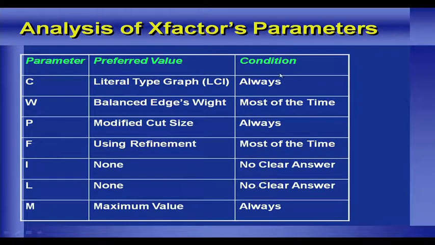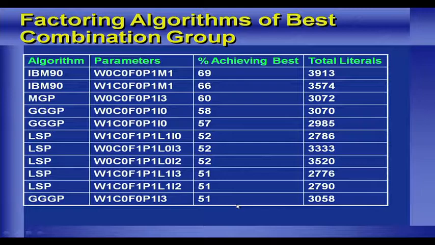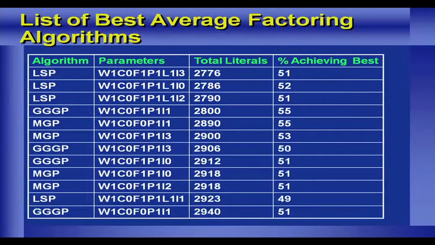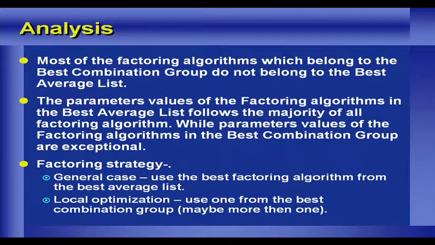And these were sort of our conclusions, that it always paid to use the literal type of cluster intersection graph. That is, make a distinction between A and A bar. Most of the time it was good to balance the edge weights. It was always good to use a modified cut size, and so on. Here were some combinations of different tests that we won't go into.